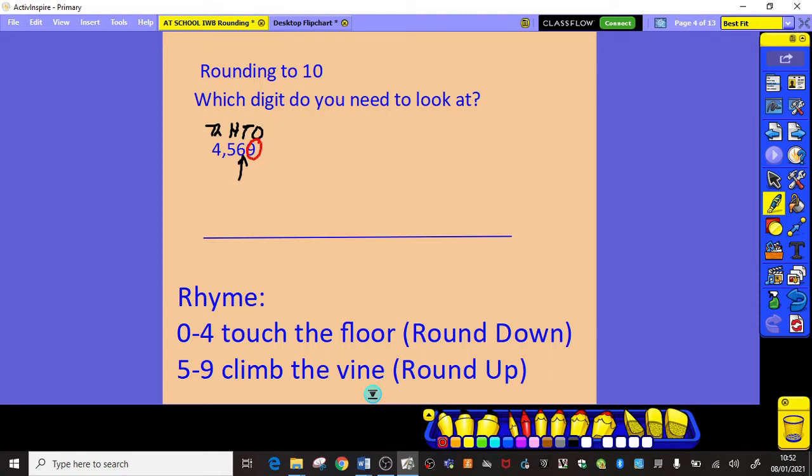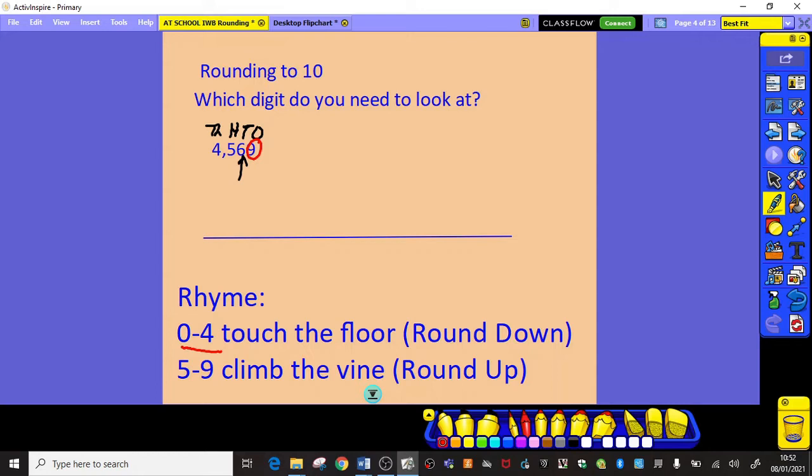So we all hopefully remember the rhyme. 0 to 4, touch the floor. 5 to 9, climb the vine. If my number before the column that I'm rounding to is a 0 to 4, I'm going to round down. If my number in the column before the one that I'm rounding to is a 5 to 9, then I'm going to round up.